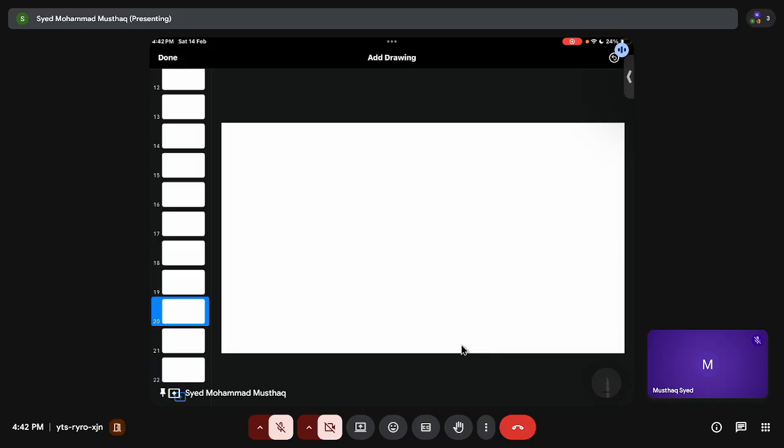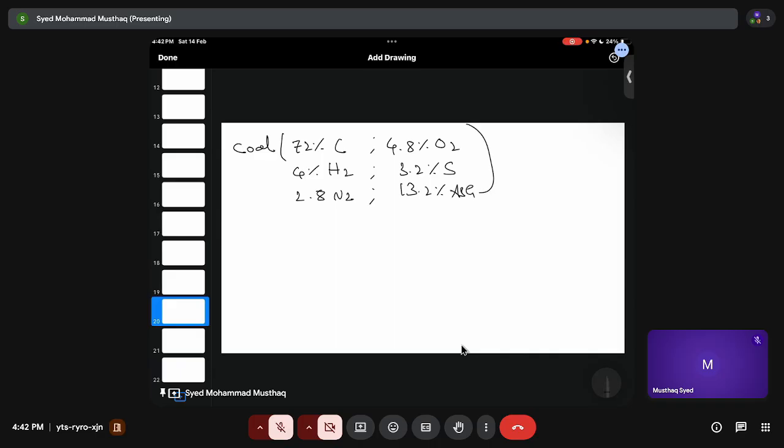Now let's say I have a coal. Coal is made up of 72% carbon, 4% hydrogen, 2.8% nitrogen, 4.8% oxygen, 3.2% sulfur, 13.2% ash. So this is a dried coal, right? It is heated above 120 degrees centigrade to remove moisture, right?